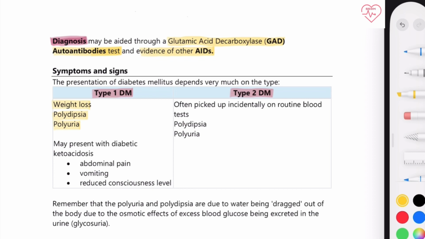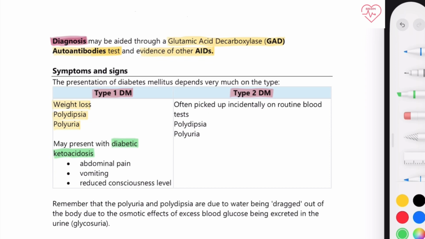Also, type 1 diabetes mellitus may present with diabetic ketoacidosis. And what happens in diabetic ketoacidosis? There will be abdominal pain, there will be vomiting, there could be a reduced consciousness level.